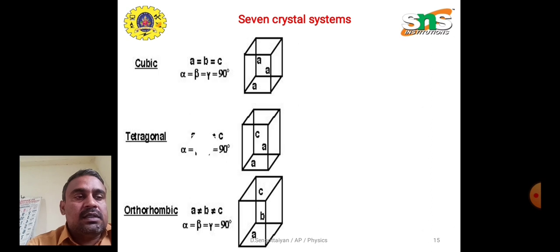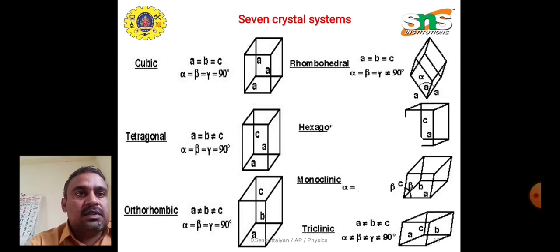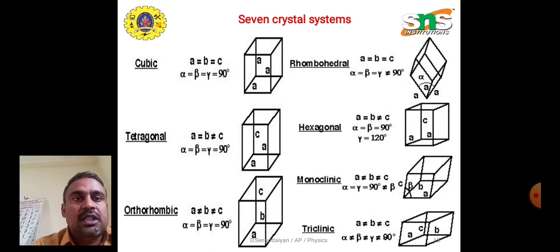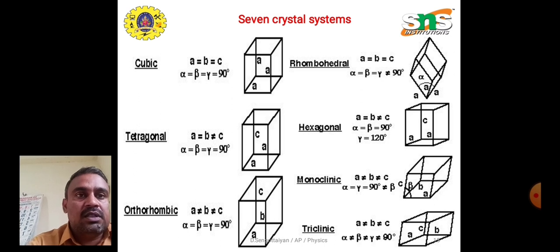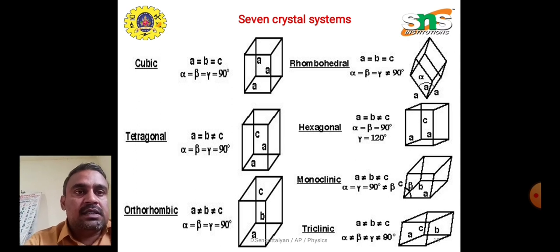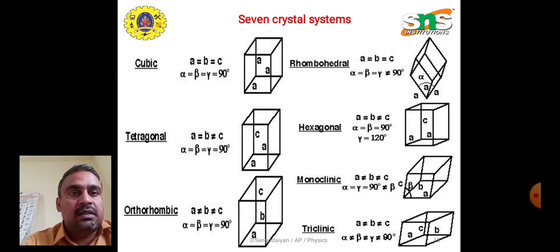Now the different types of crystal systems. The first one is cubic. The axial lengths of cubic are a equal to b equal to c, where a, b, c are the lengths along the x, y, and z axes. So in the cubic system all the axes are equal, and the angles alpha, beta, gamma are equal to 90 degrees.